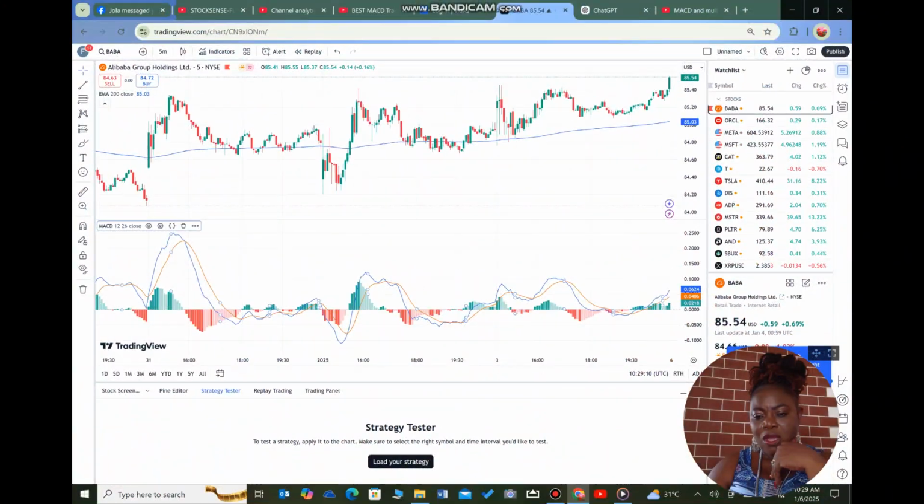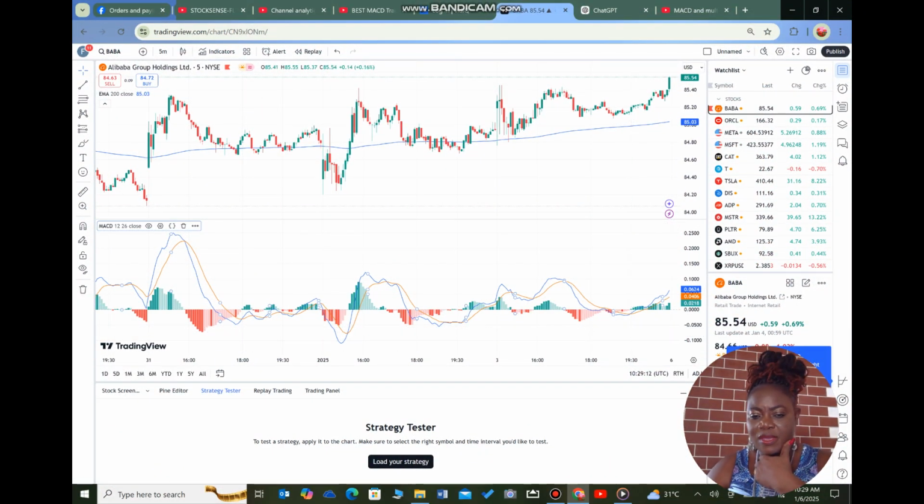What is MACD? MACD is moving average convergence divergence, and it is an indicator that we apply on our charts. When you combine it with other moving averages, it gives you a sure prediction as to whether you should go long or you should go short. So I'll take you into the chart, and we'll see how we can use the MACD to apply to our trading.